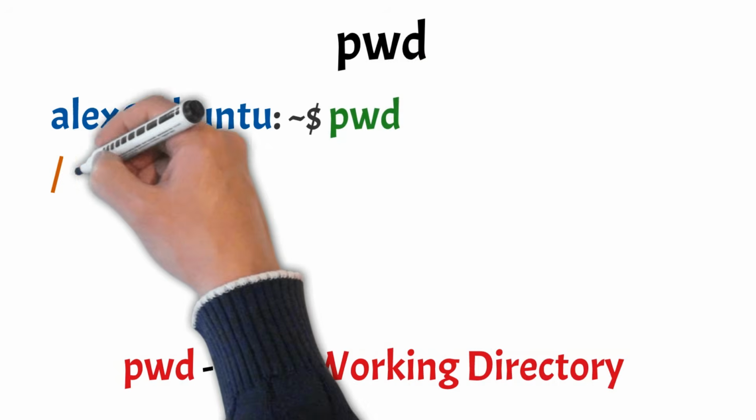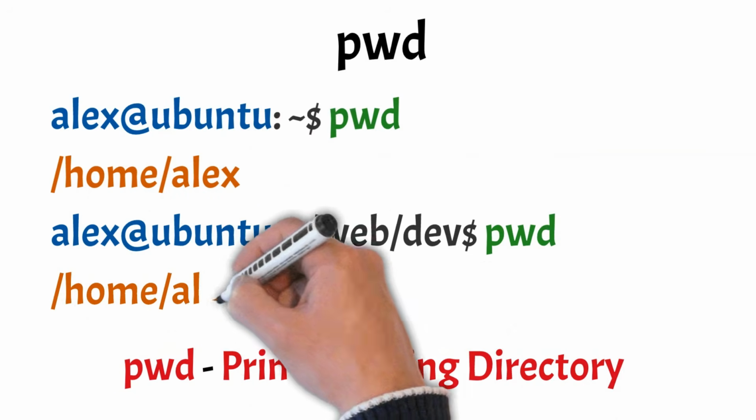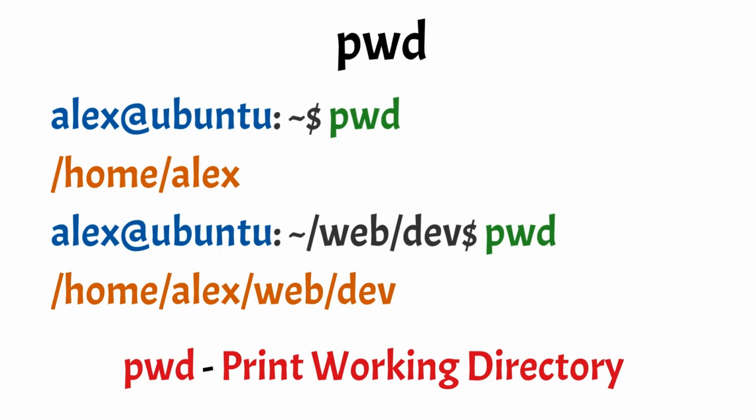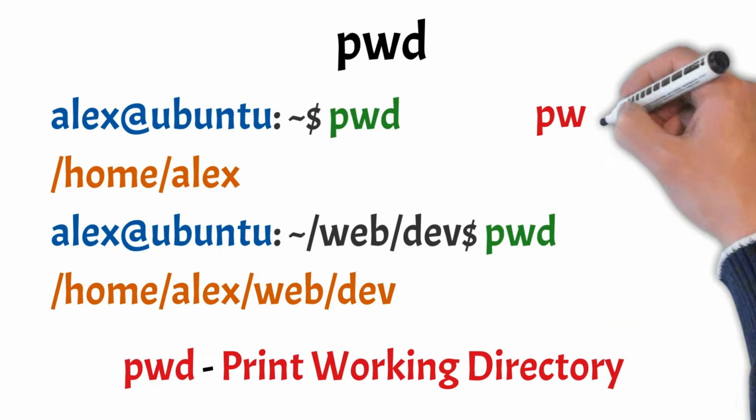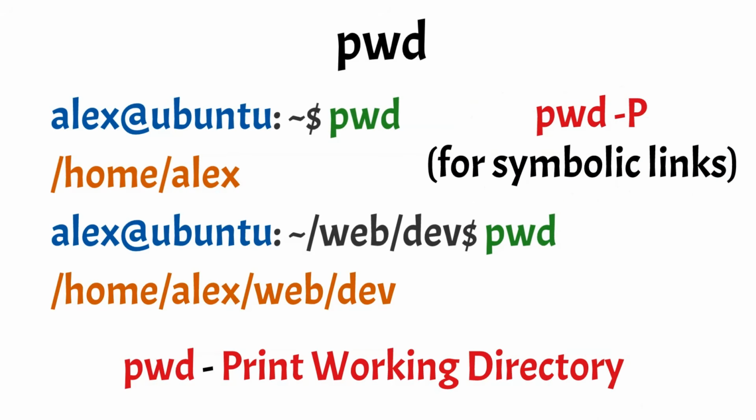Let's start with a simple but essential command, pwd, which stands for print working directory. When you type pwd, you'll get an output like this. This tells you exactly where you are in the system, helpful when navigating folders or writing scripts. You'll rarely need any additional options, but pwd -P can show the physical path if symbolic links are involved.